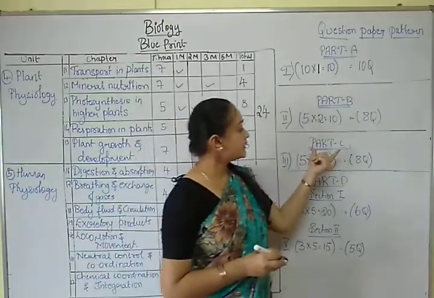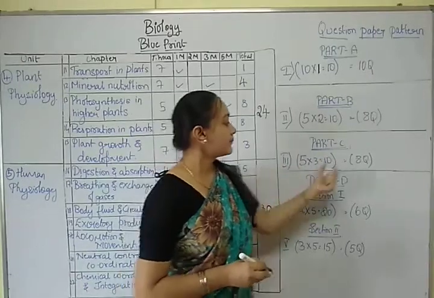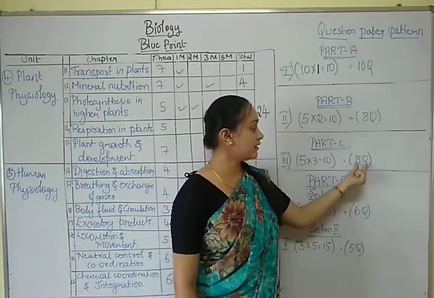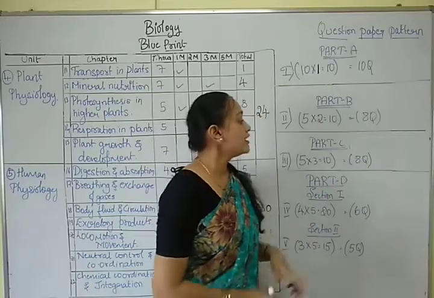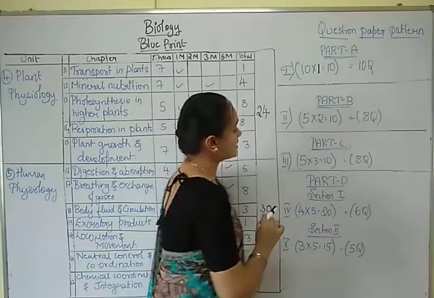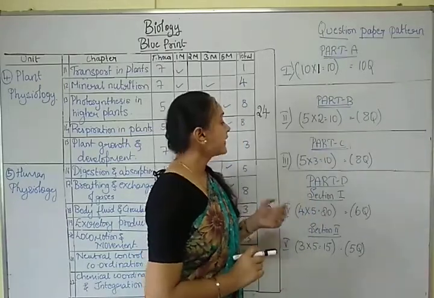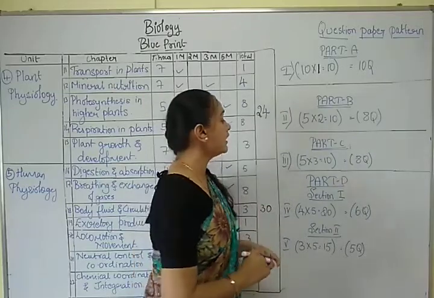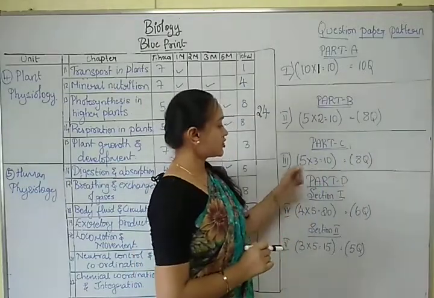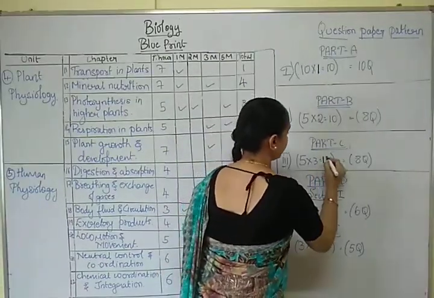Next, part C. In part C, the third main, the question paper will have 8 questions. Among the 8 questions, a student should answer just 5 questions. So 3 will be optional. They can answer any 5 questions. Each question carries 3 marks. So here the total marks is 15.